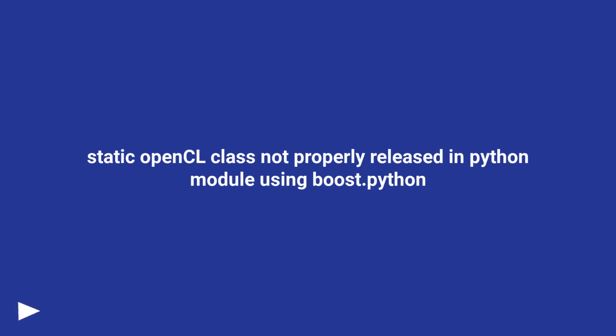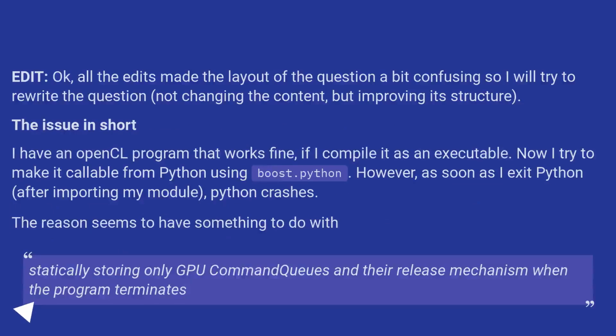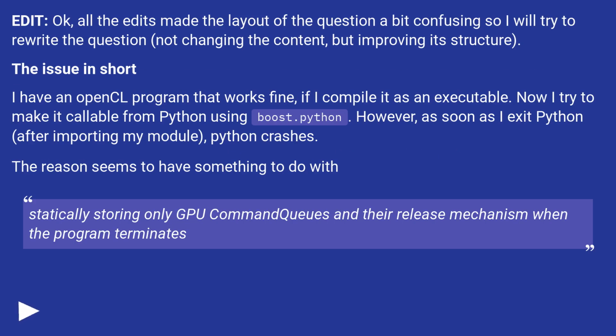Static OpenCL class not properly released in Python module using Boost.Python. Edit: OK. All the edits made the layout of the question a bit confusing, so I will try to rewrite the question, not changing the content, but improving its structure.